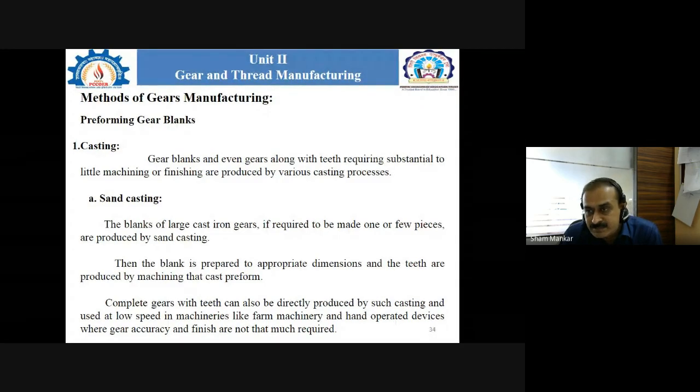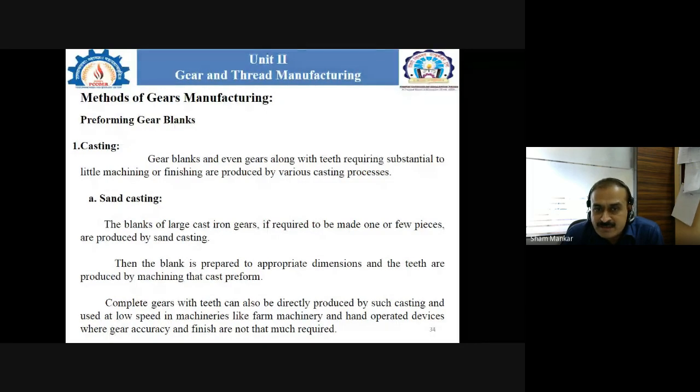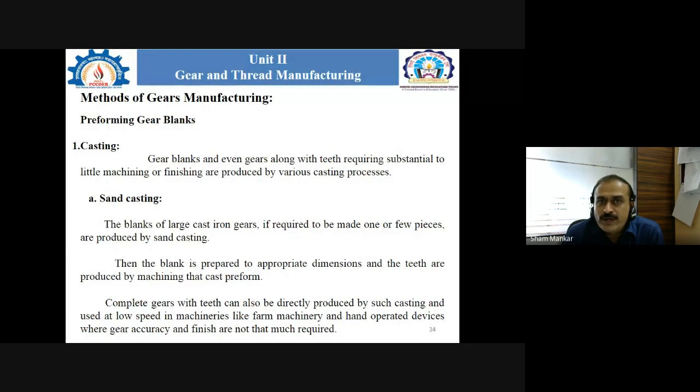the various casting processes. Now we are going to consider, suppose, the sand casting process. We know what exactly we are doing in the sand casting process. Whatever the size and dimensions of the gear we are going to consider, according to that, whatever prerequisite steps we need to perform in the sand casting process, we are definitely going to perform.